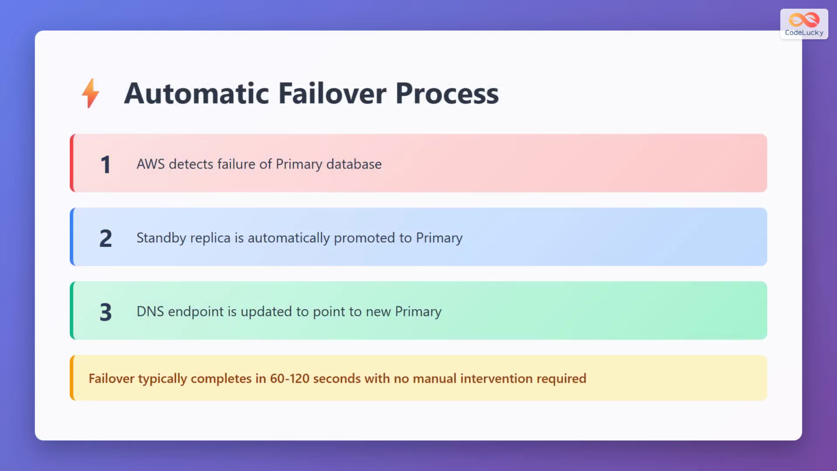Now let's understand the automatic failover process. When AWS detects a failure of the primary database, the failover process begins automatically. The standby replica is immediately promoted to become the new primary database. Then, the DNS endpoint is updated to point to the new primary instance. This entire failover process typically completes in 60 to 120 seconds, and best of all, no manual intervention is required from your side.